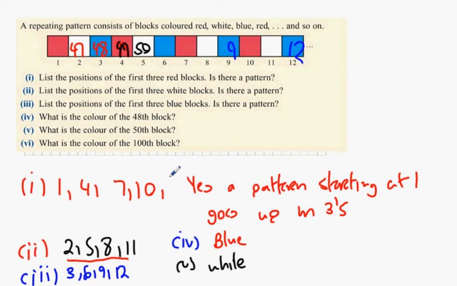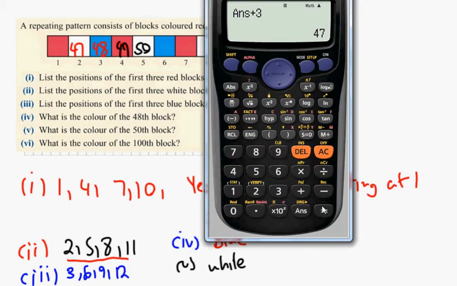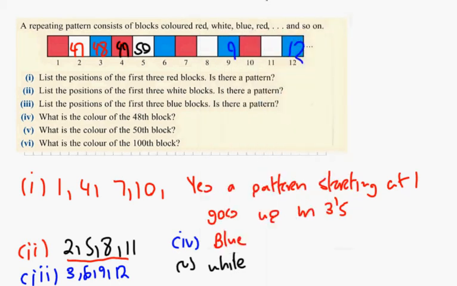What colour is the 100th block? Keep counting up in 3s. The 50th block is white. 53 is white. Keep going. These are all white blocks. 77 is white. Keep going. 98 is white. So if you rub this out again, you can start off here. That's 98. 99, 100. So what does that mean about the 100 block? Red. So guys, that's how you did that.